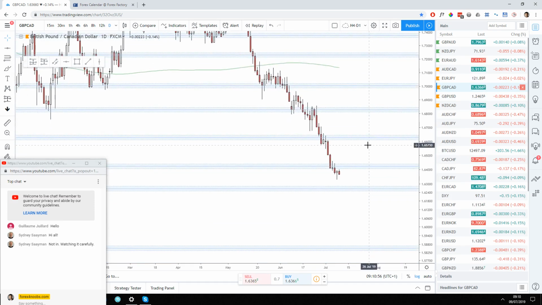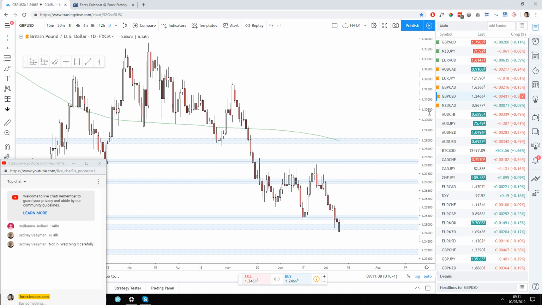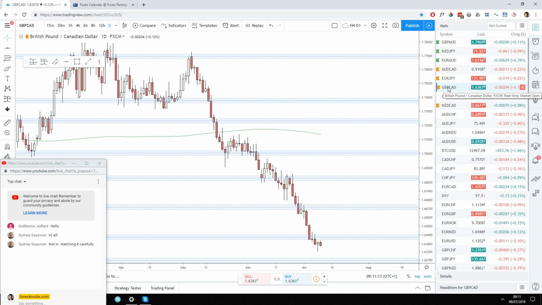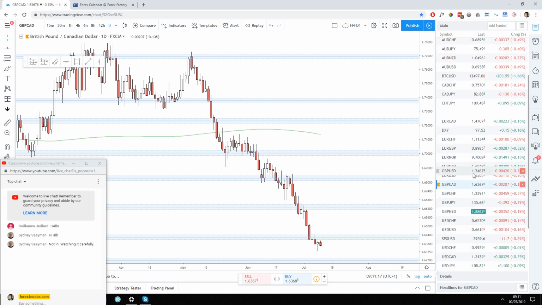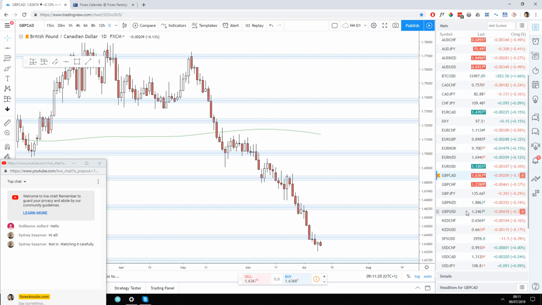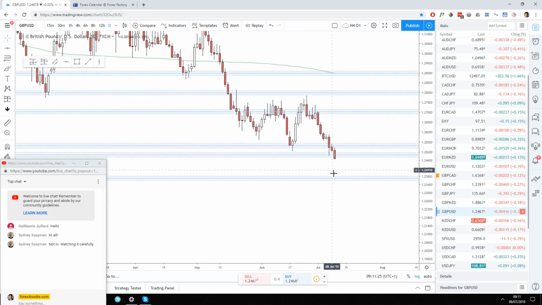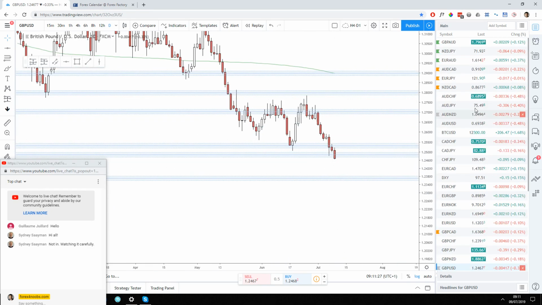GBPCAD. It looks like nothing's going to stop this downtrend. GBPUSD. Yeah. I'll mark these two. There's just nothing much going on GBPUSD that I'd want to trade. It's breaking through the support area. Support here is tightly packed. It's just a bit risky, a bit messy. I don't want to do anything there.